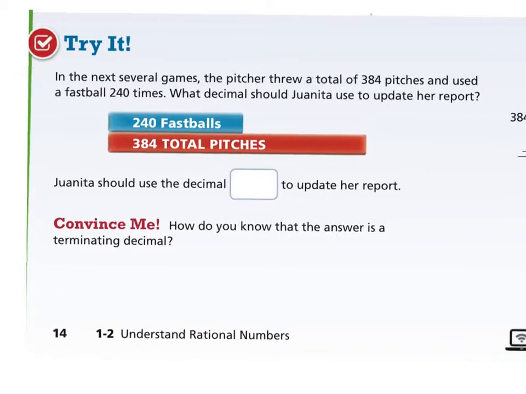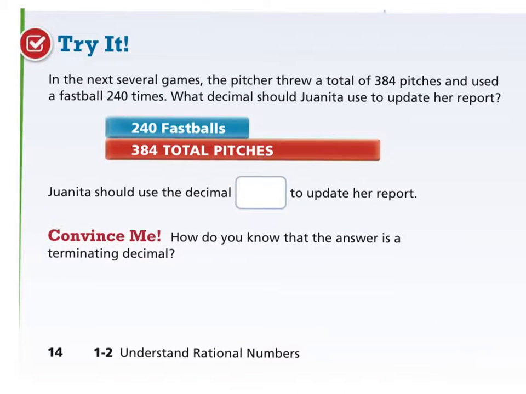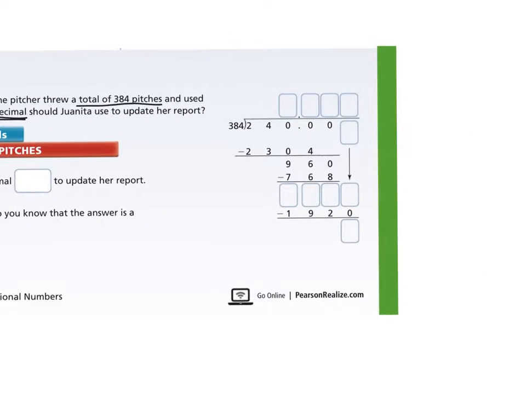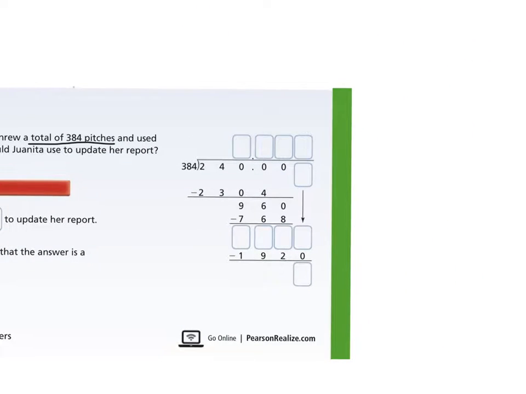So if we look at the try it, in the next several games, the pitcher threw a total of 384 pitches and used a fastball 240 times. What decimal should Juanita use to update her report? So now it's 240 out of 384. So again, we could write that first as a fraction, 240 out of 384. And then to write it as a decimal, we need to divide it.